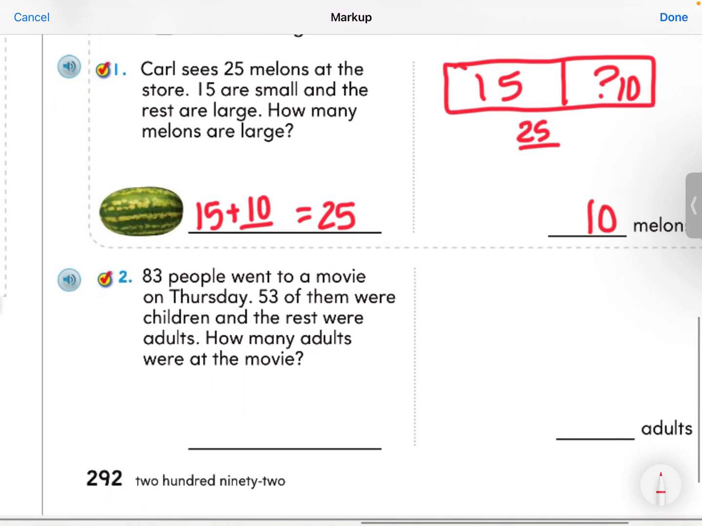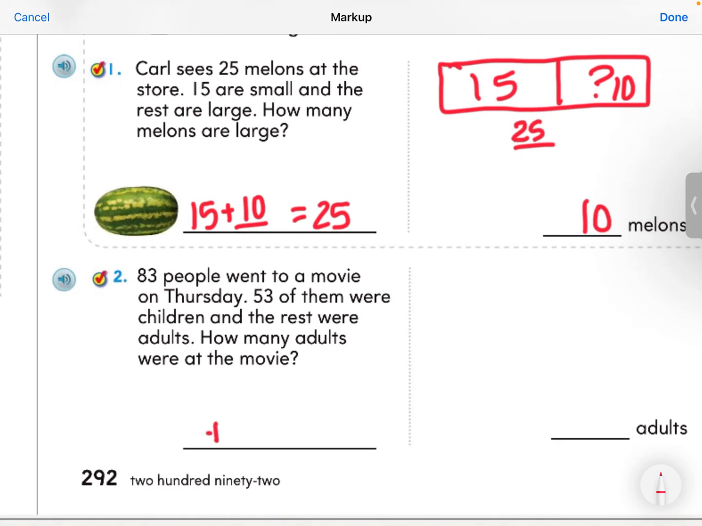All right, number 2. 83 people went to a movie on Thursday. 53 of them were children and the rest were adults. How many adults were at the movie? So the question I'm trying to solve for is how many adults were at the movies. Okay, I know how many people went to the movie total.